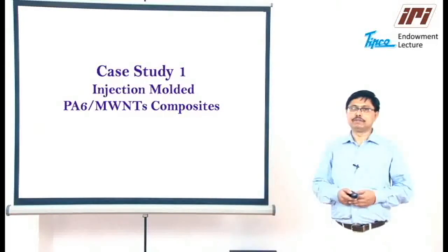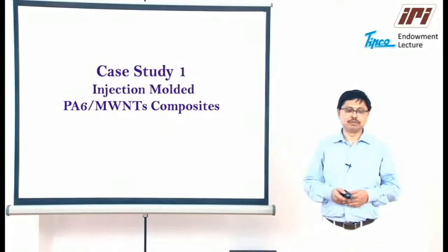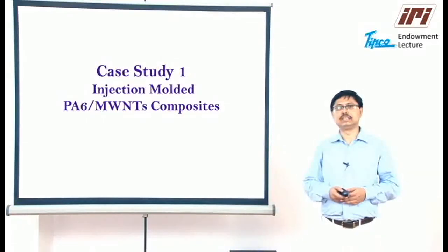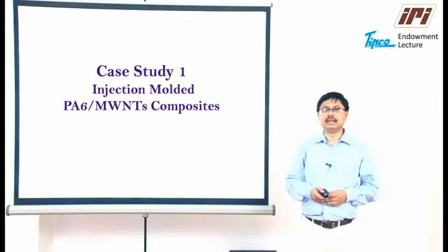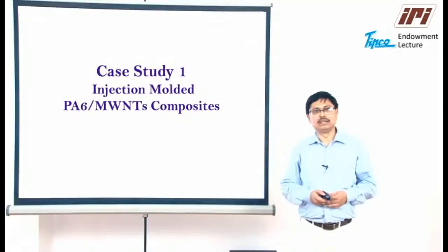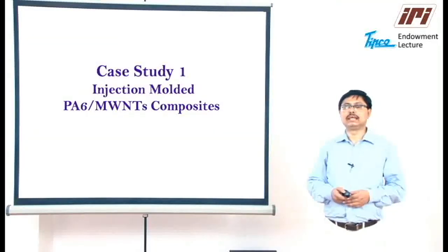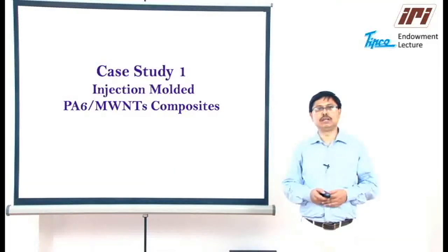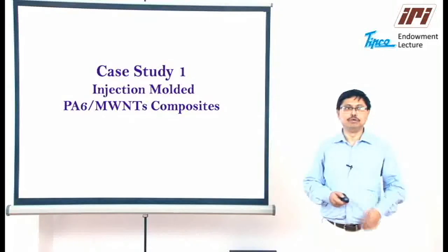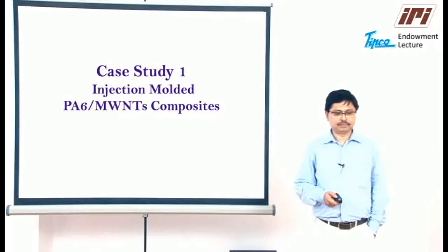Here I present 2 case studies. Case study 1 is injection molded polyamide 6 and multi-wall carbon nanotube composite materials, and we have studied the electrical conductivity and rheological percolation, or the rheological characterization, in order to find out the effect of purified multi-wall carbon nanotubes and functionalized multi-wall carbon nanotubes, which were procured commercially from Nanocyl, Belgium.